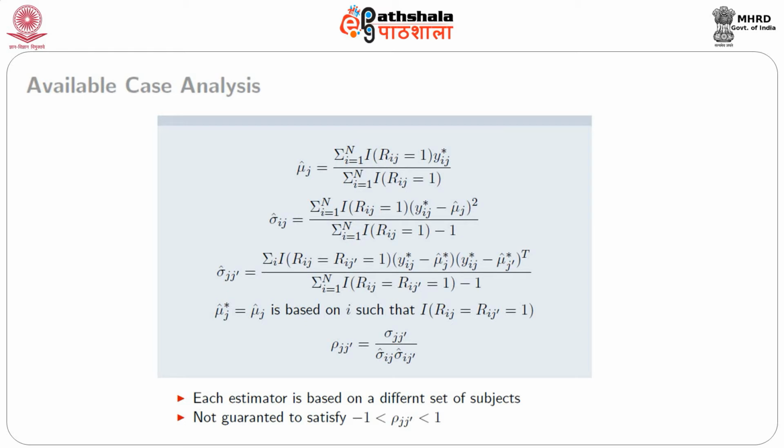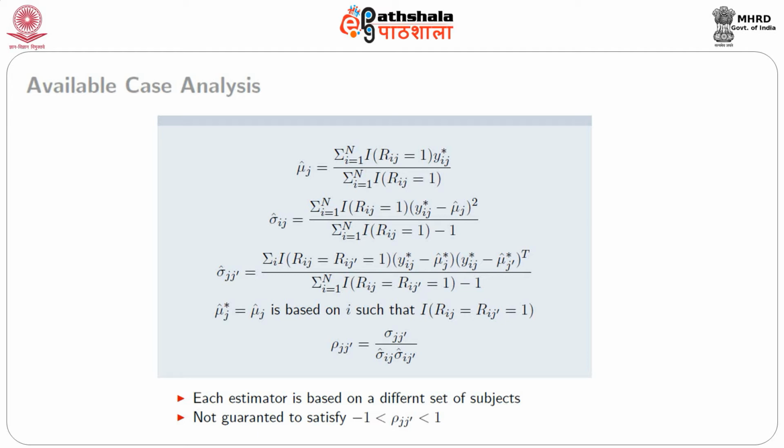Available case analysis. For the available case analysis, we can define mu j hat and sigma ij hat of the same form, but this time we are keeping an indicator of Rij equal to 1 times Yij star. That means we are including only those j's, the subjects or cases for which the condition is satisfied, Ni equal to p.